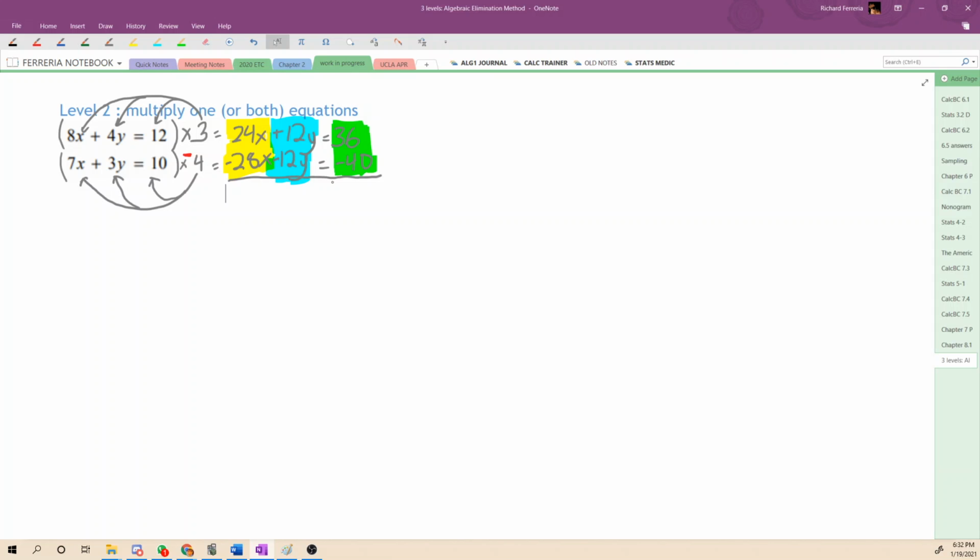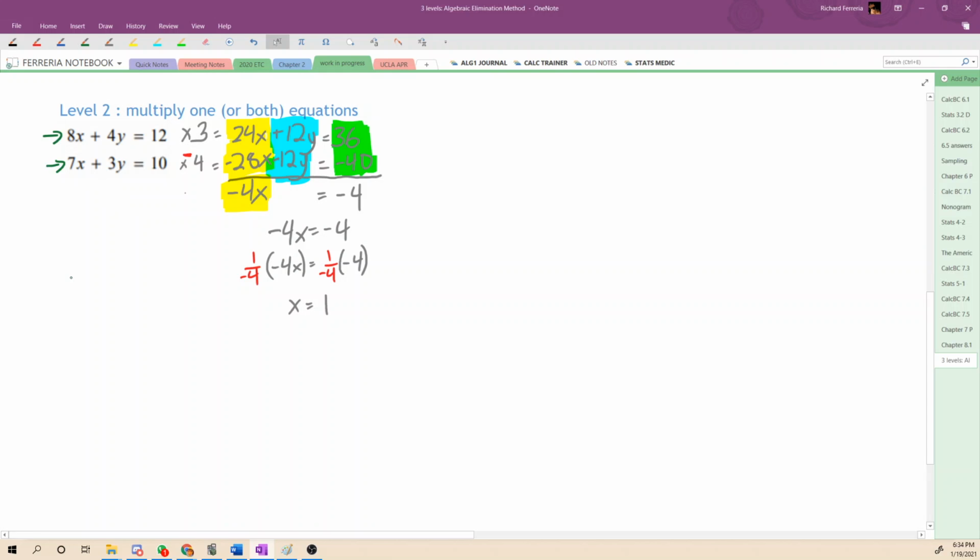So I've got 24x minus 28x. That's negative 4x. 12y and negative 12y make a zero pair, which you don't need to write. And then 36 minus 40 is just negative 4. With this new equation, we're going to divide both sides by negative 4, and x equals 1.